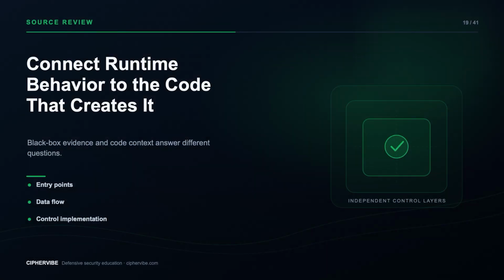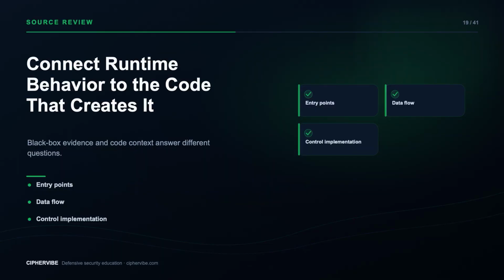Source review can connect observed behavior to entry points, data flow, authorization checks, framework configuration, and dangerous APIs. Dynamic testing shows what the running system does. Code review helps explain why. Neither alone guarantees coverage. Together they improve evidence and remediation.